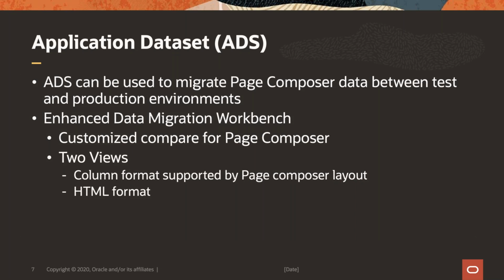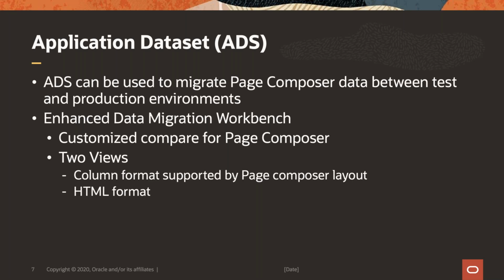So application data sets, we talked about this. There's not a lot to say here. ADS can be used to migrate Page Composer data between test and production environments. There is an enhanced data migration workbench that allows you to customize compare for Page Composer. And there's two views that are available. There's a column format that supports Page Composer layouts, and there's an HTML format.